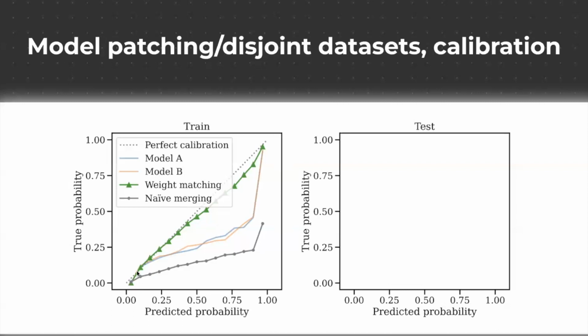But if we do our Git Re-Basin matching, we get nearly perfect calibration, even though each of the input models is biased. So we can actually sort of de-bias in some sense the probability estimates. And then on test, the result is not quite as strong, but the effect is still there as well.